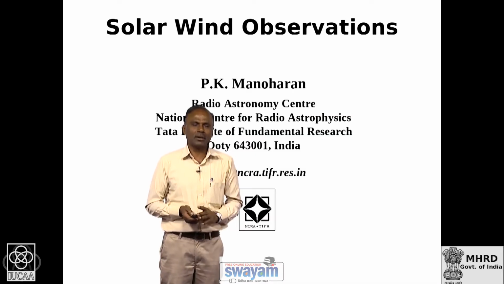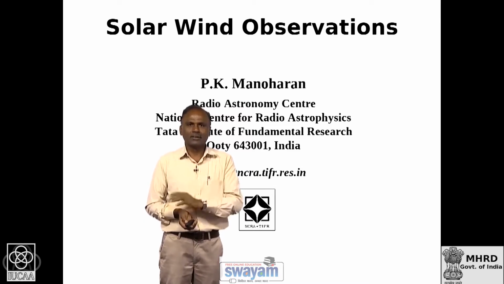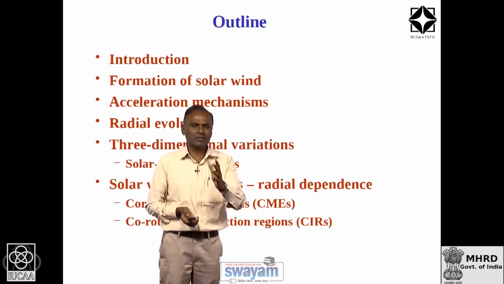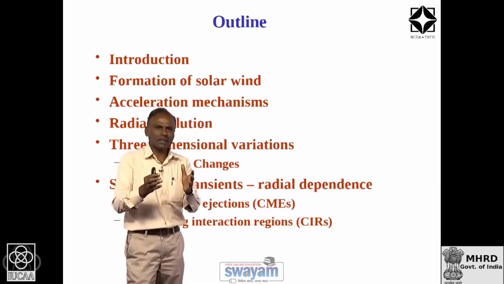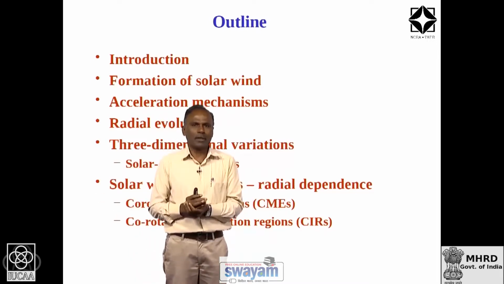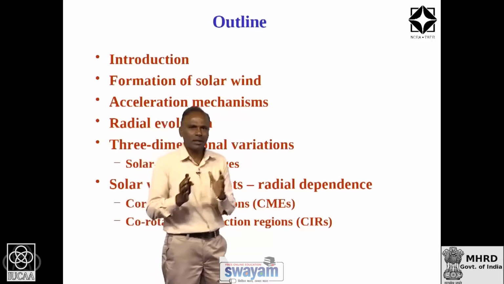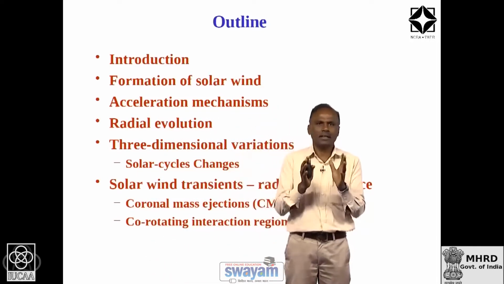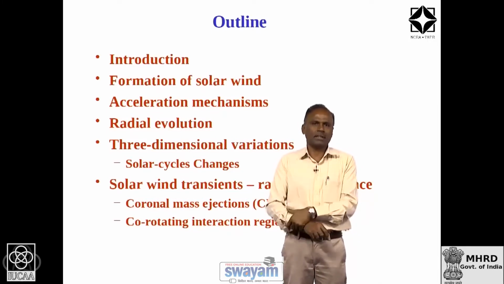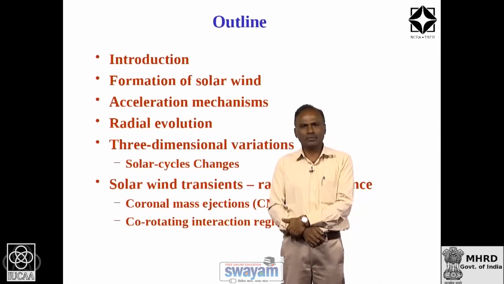In this lecture part, I will talk about observations of solar wind. Solar wind observations are essential to understand the properties of the sun, the solar wind from its origin up to about 1 AU or beyond actually. In this lecture, I will cover some part of formation of the solar wind and how the solar wind is getting accelerated from the sun and the radial evolution of the solar wind.